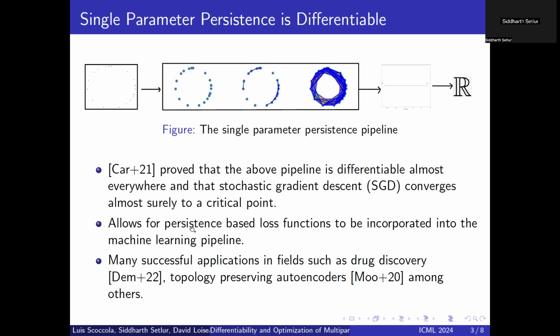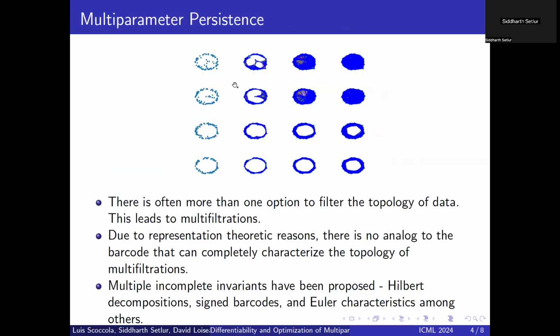Okay, so this allows us to incorporate persistence-based loss functions into the machine learning pipeline. So you're incorporating topological features in your machine learning pipeline. And there have been many successful applications in fields such as drug discovery, where you're trying to look at the shapes of the molecules, topology preserving autoencoders, among others. And so our idea is to generalize this framework to multi-parameter persistence.